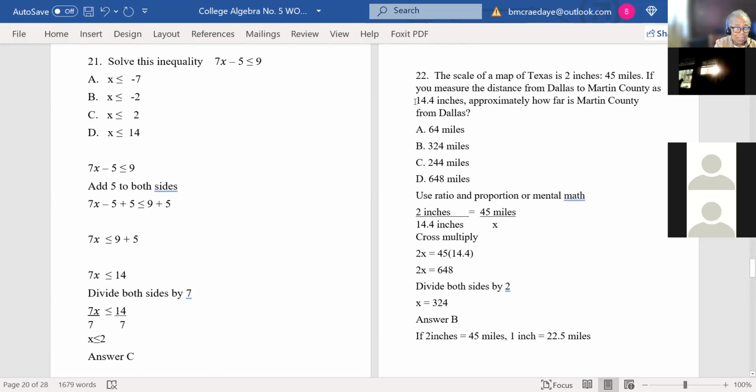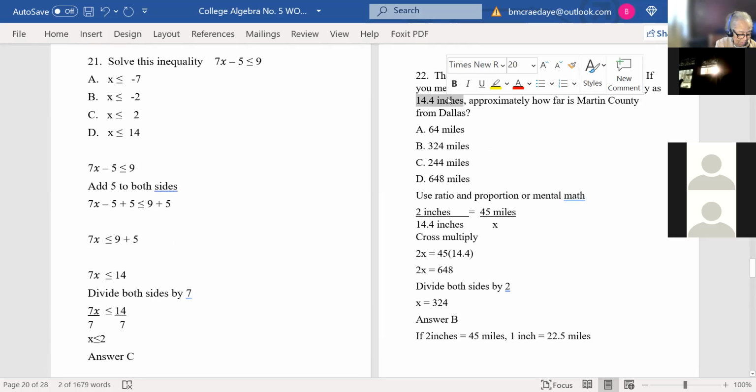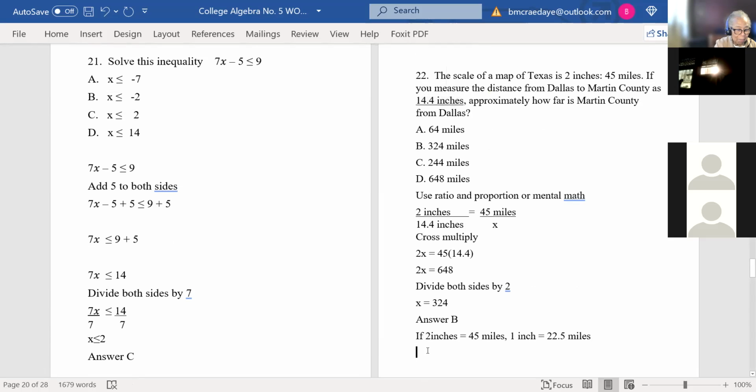So you can take that 14.4 inches and multiply it by 22.5, and that equals 324. That's right, 324. That's another way you could have done it, because since you know what 2 inches equal, then 1 inch would just be half that, right?